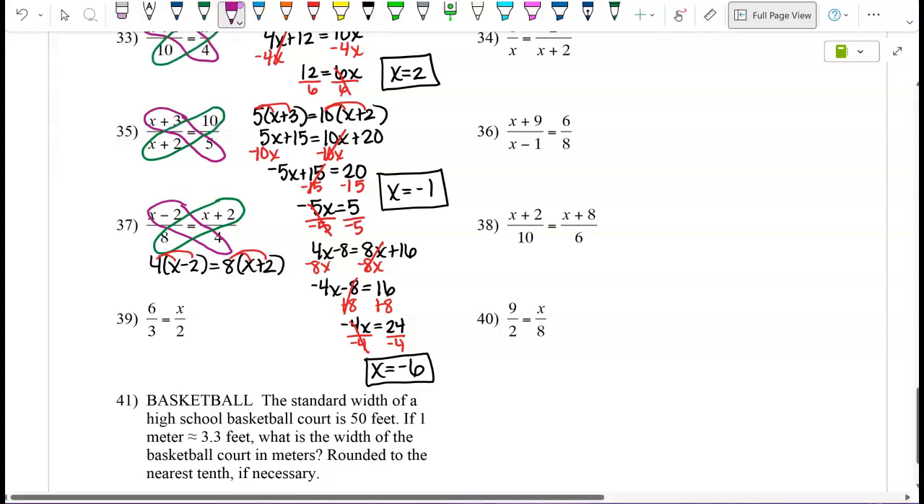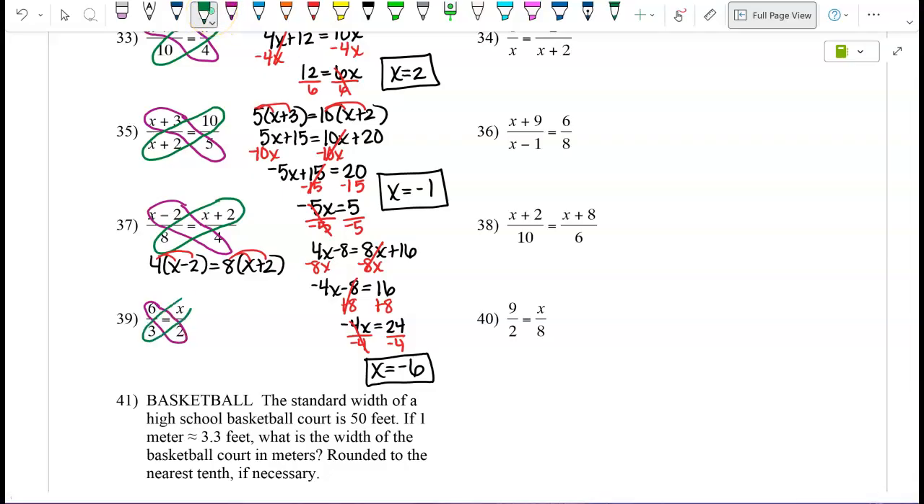Number 39, again, we're going to start with those cross products. So I have 6 times 2 equals 3 times x. So 12 equals 3x. Then I have to go in and divide both sides by 3 and get 4 equals x. Or again, if you put that as x equals 4, it is the same thing.